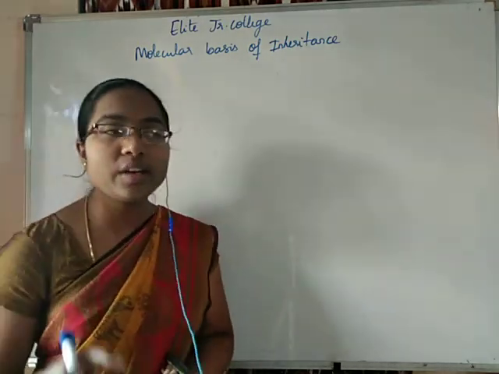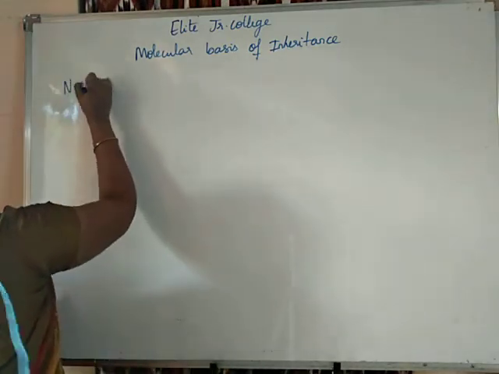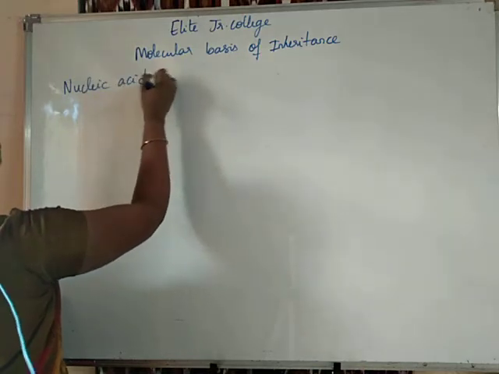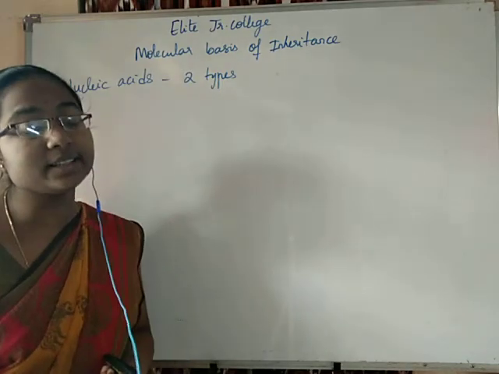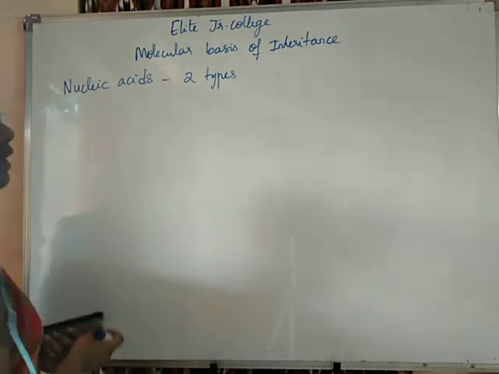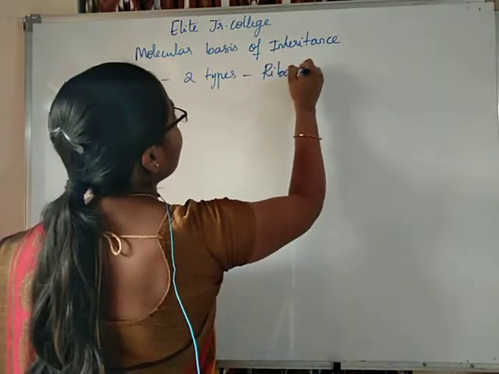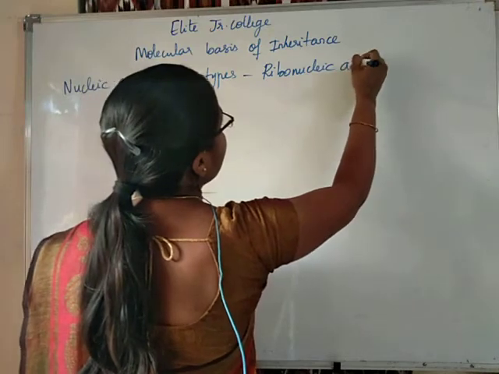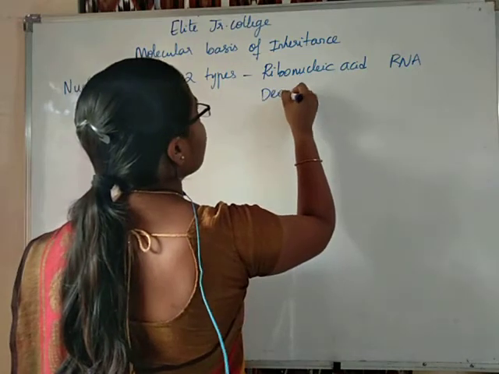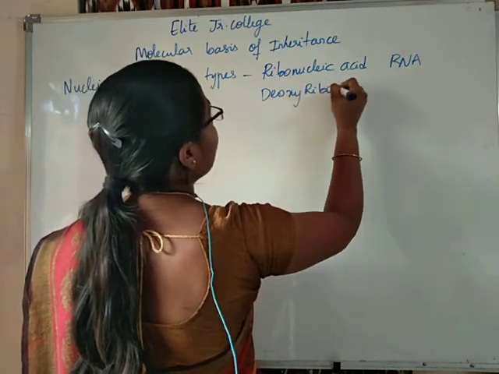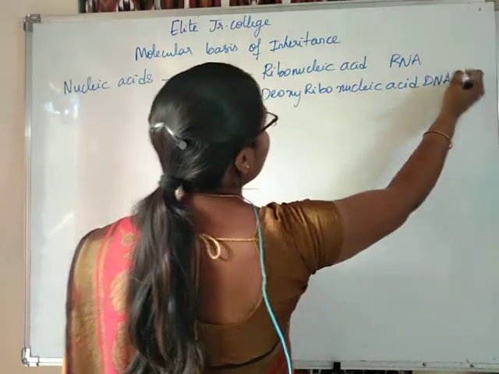So, students, we have already come across this word nucleic acids, right? Living organisms contain nucleic acids. Nucleic acids are of two different types, okay. They are ribonucleic acid, which is RNA, and deoxyribonucleic acid, which is DNA, okay.